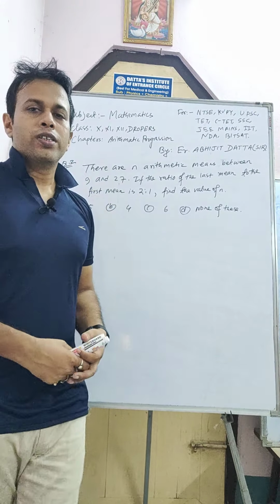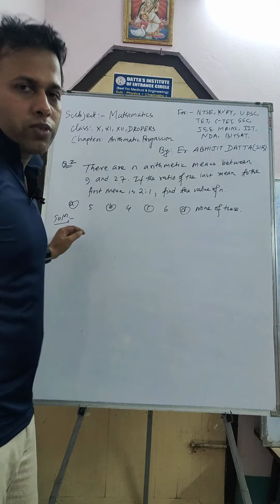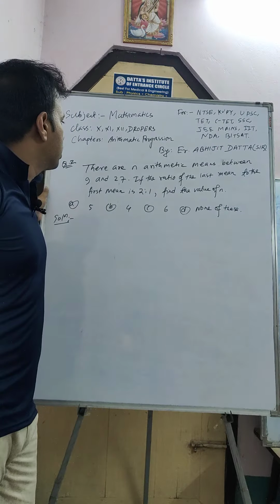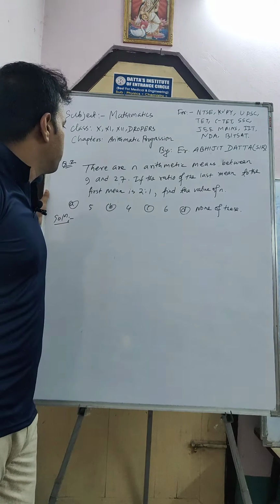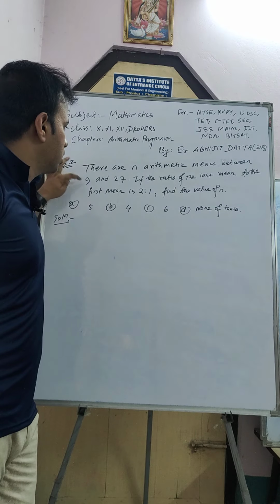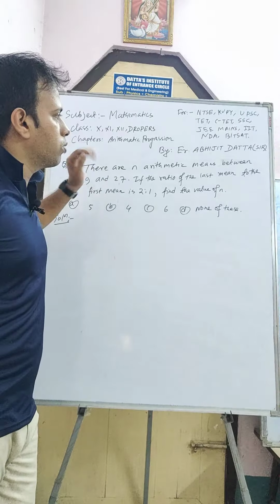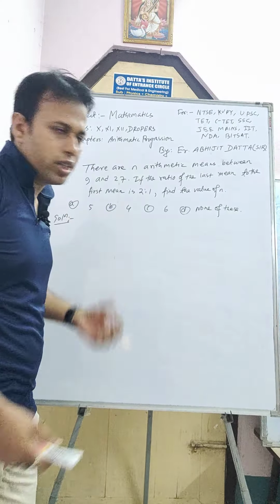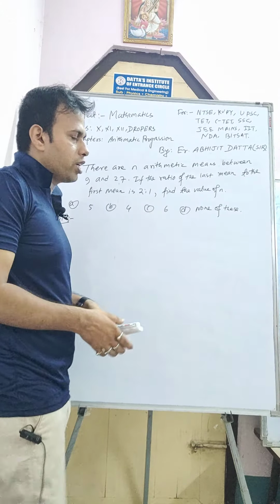Hello everyone. So another question from the topic arithmetic mean. The question is like that. There are n arithmetic means between 9 and 27. If the ratio of the last mean to the first mean is 2:1, find the value of n. There are 4 options given. Which option is correct? We have to check out.